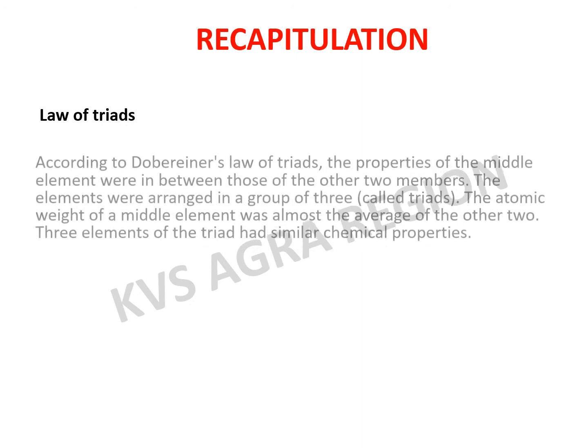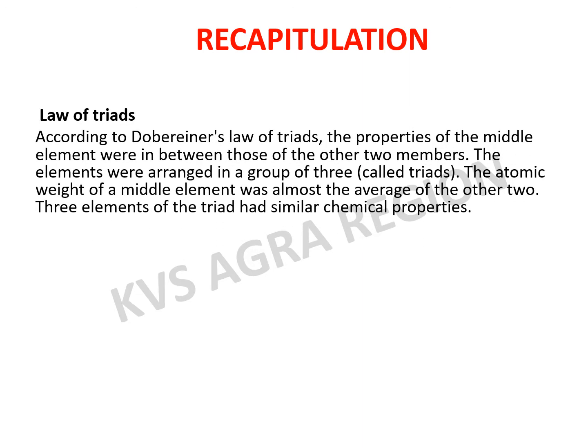Let's recapitulate what we have studied in our class 10. Law of triads. According to Döbereiner's law of triads, the properties of the middle element were in between those of the other two members. The elements were arranged in groups of 3 called triads. The atomic weight of the middle element was almost the average of the other two. The 3 elements of a triad had similar chemical properties, but only 3 triads could be formed, hence it was rejected.